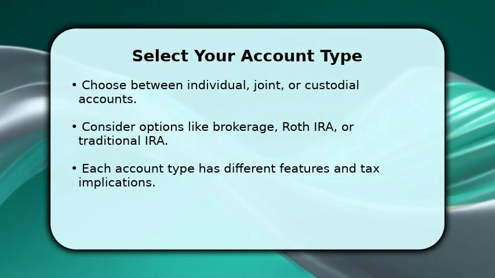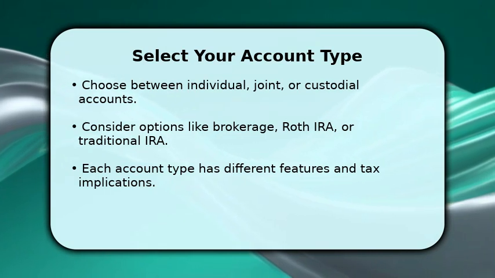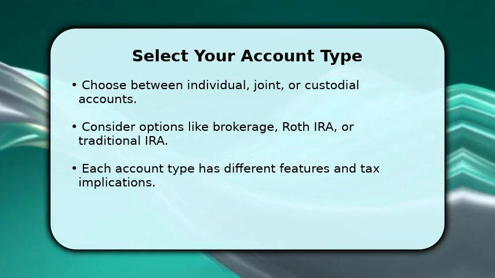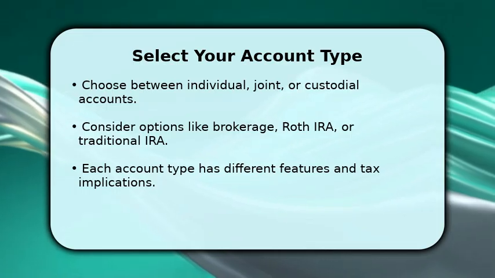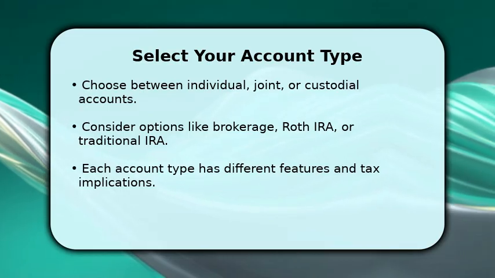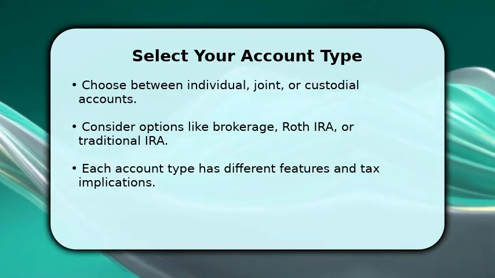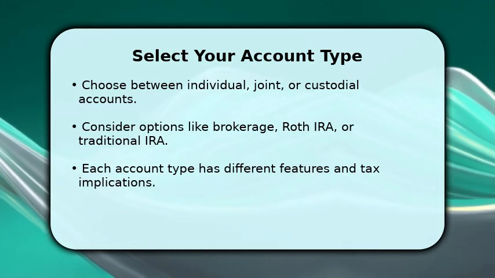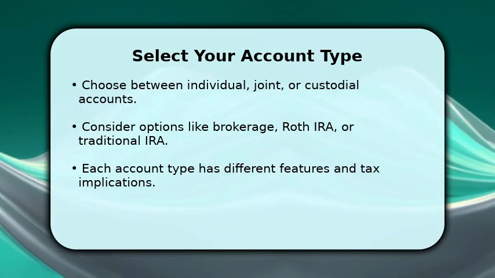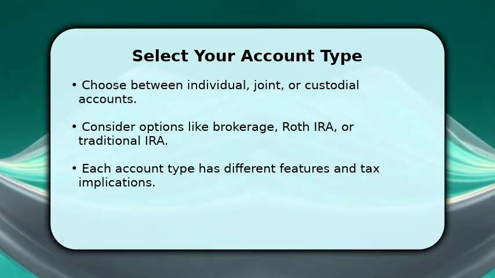Next, you'll select the type of account that best suits your needs. Charles Schwab offers various options, such as individual brokerage accounts, joint accounts, and different retirement accounts like Roth IRAs or traditional IRAs. Think about your investment goals and tax situation when making this important decision. Each account type has specific benefits, so choose wisely for your financial future.